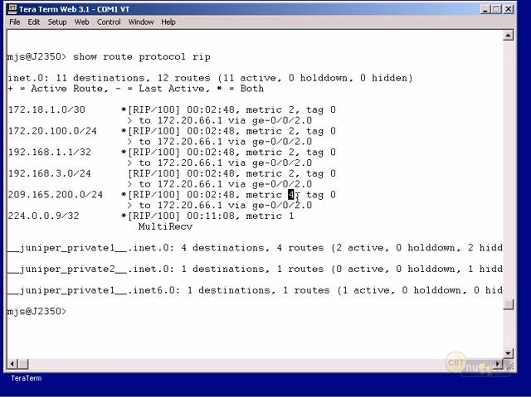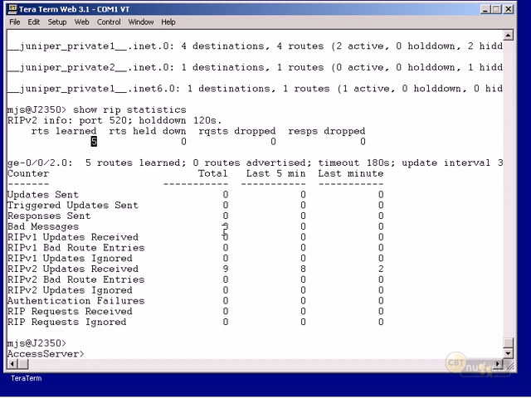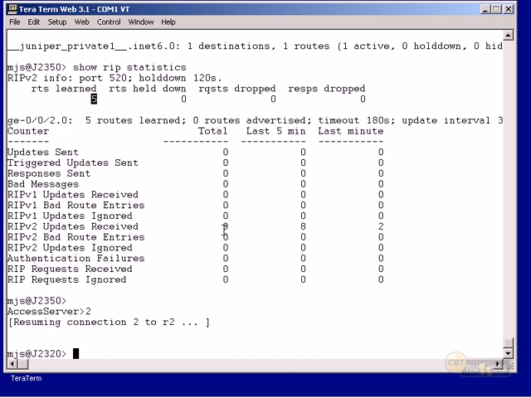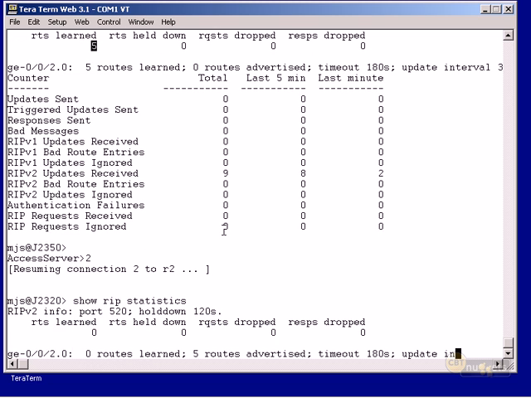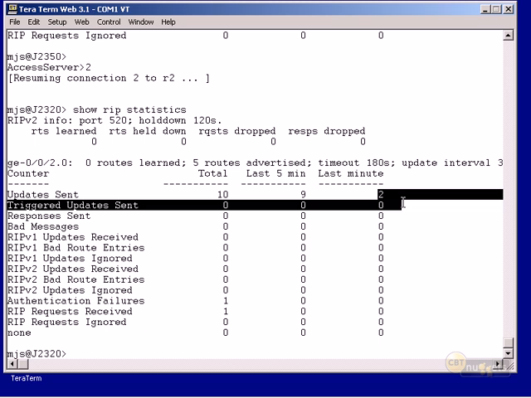That's fantastic. Okay, what else could we do? Well, we could say, let's do a show RIP statistics. How about that? And we can see what's going on over here. Well, I've learned 5 routes, okay? Not much going on. I haven't sent anything because this is just basically being imported from the 2320. However, if I went over to that router, the 2320, and I did that command, show RIP statistics on the 2320, I should see, yeah, okay, check it out. 10 updates were sent, 9 within the last 5 minutes, 2 within the last minute.